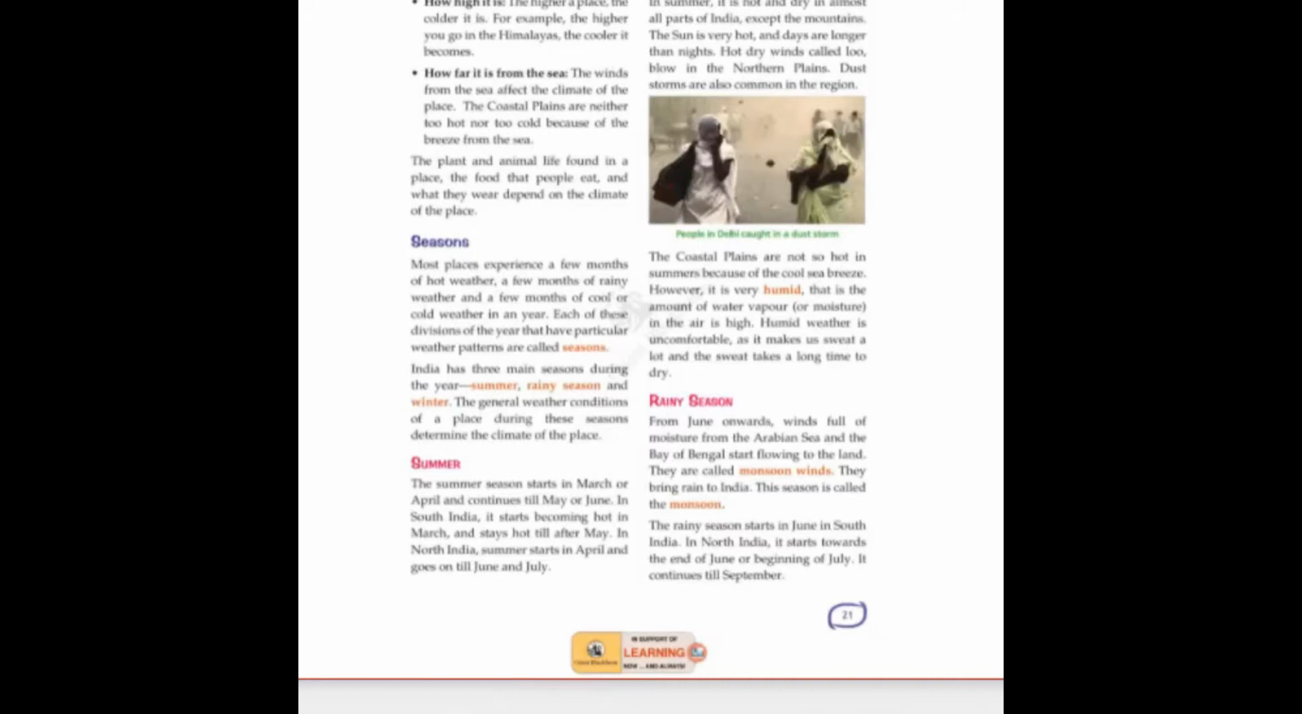Season akiti in. India has three main seasons. India hin season thum ane in: summer, rainy season and winter season.